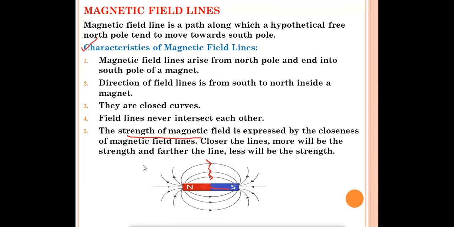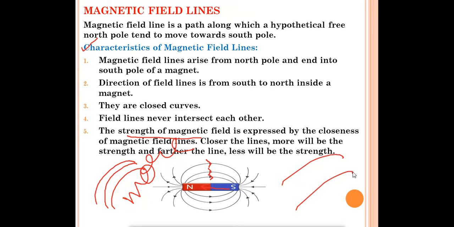Closer the lines, more will be the strength. If the magnetic field lines are very close to each other, at that time the strength will be more. But if they are far from each other, then the strength will be less. Okay, so the strength of magnetic field is expressed by the closeness of the magnetic field lines. Closer the line, more will be the strength, and farther the line, less will be the strength.